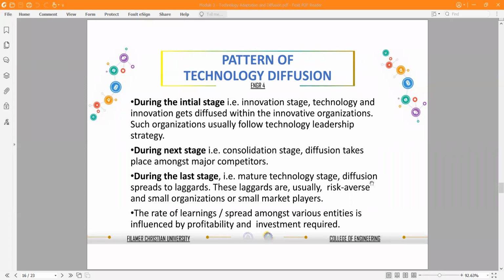Aangat ba ako kay product B? And then during the last stage, this is where the technology matures. So yung mature technology stage natin. So the diffusion spreads to laggards. These laggards are usually risk averse and small organizations or small market players. So ito yung parang medyo lang, medyo may pake, medyo walang pake. Yan. So the rate of learnings or spread amongst various entities is influenced by profitability and investment required.